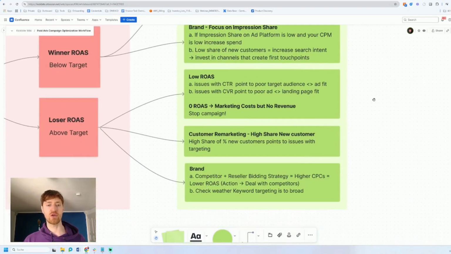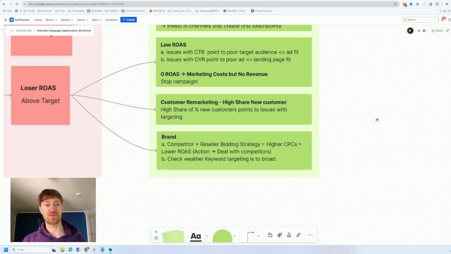Now we move over to loser ROAS campaigns for remarketing and branding. Now let's check for our loser campaigns for remarketing and brand. One action that fits both are on low conversion rates and low click-through rates, as well as you have marketing costs but no revenue. Here you should, for both campaign goals, stop the campaign right away.